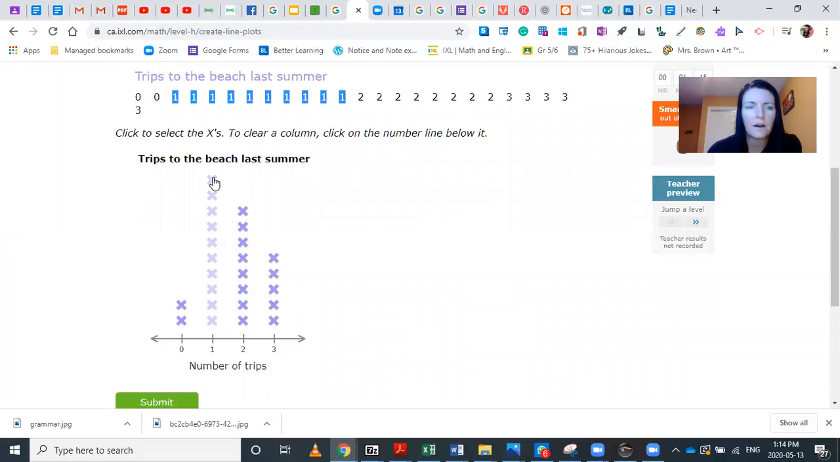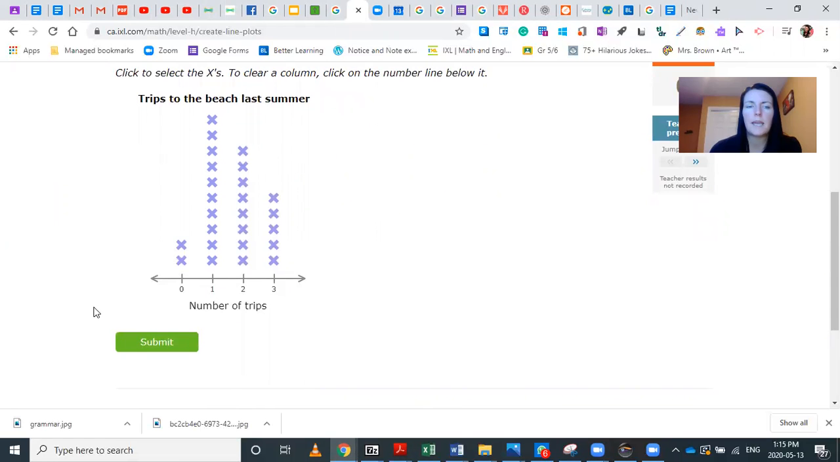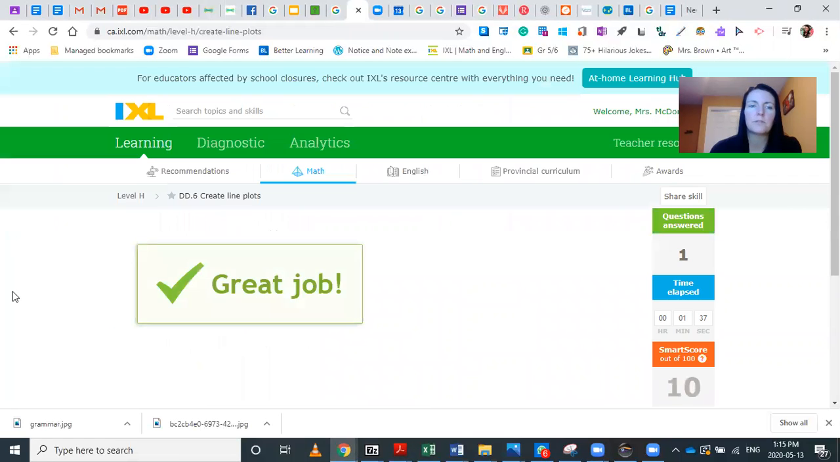We can click on this top 10th one, and it will fill in all the ones that we want to do. Of course, if you want to clear the column, you can just click on the 1 and it will be clear again. Click on the little line underneath it and it will clear it if you made a mistake. So we want that up to 10, and we can submit our number of trips to graph.